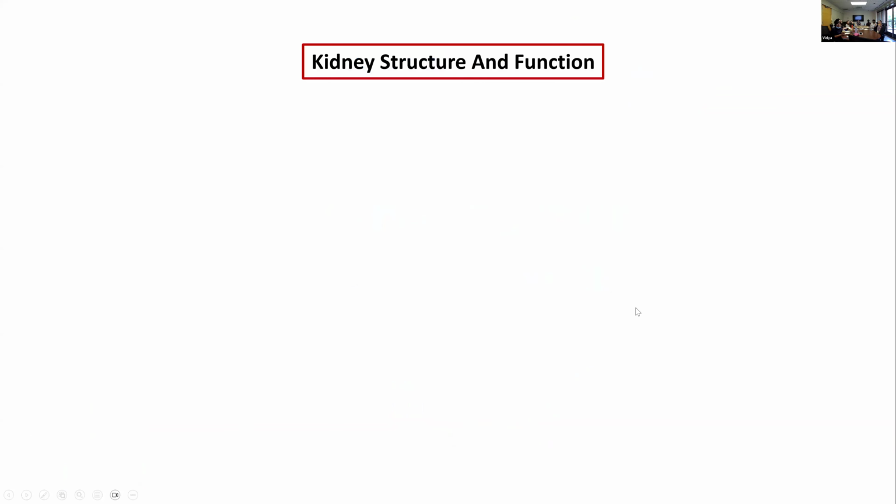So, the topic that we are going to discuss today is kidney structure and function. It's on the mammalian kidney, and what we are going to discuss is adult kidneys. They are called metanephric kidneys. It's a very broad topic, so I touched on a few aspects.